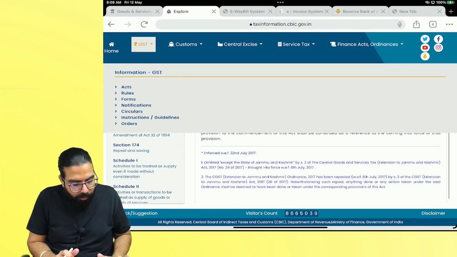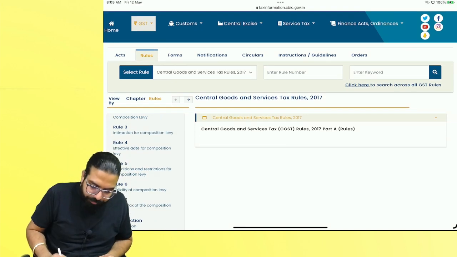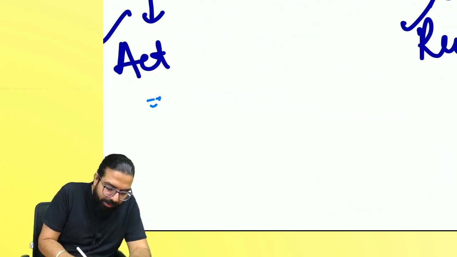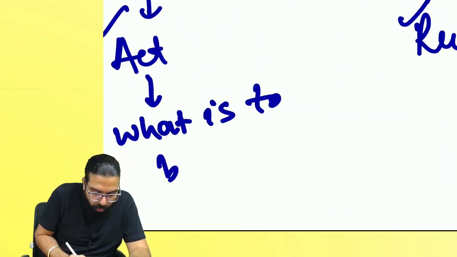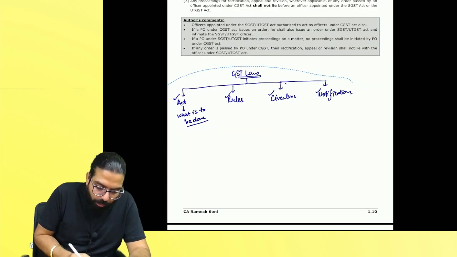Then, sir, what do you mean by rules? Our rules are nothing other than, okay, an Act always tells you what, everyone? What is to be done.